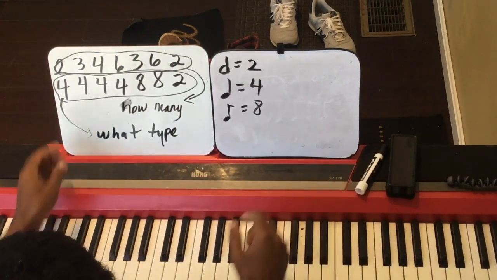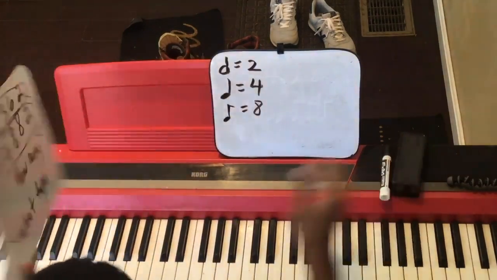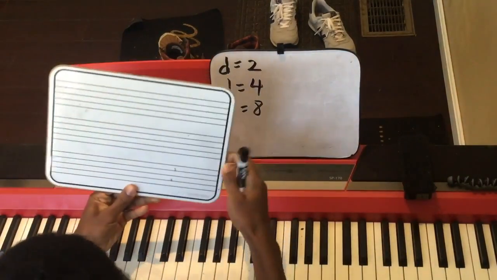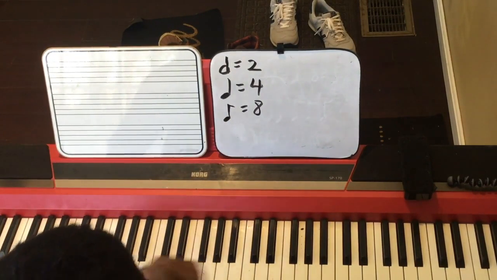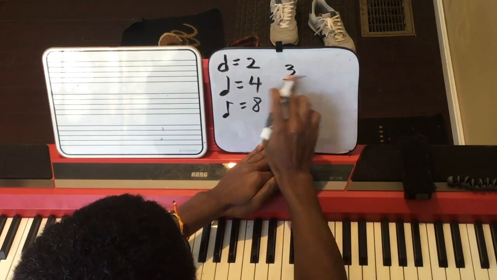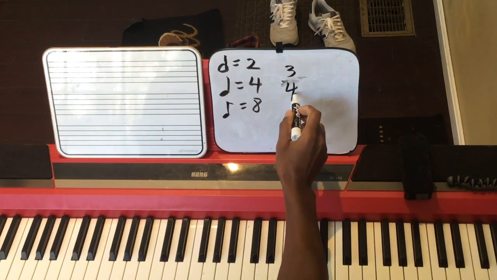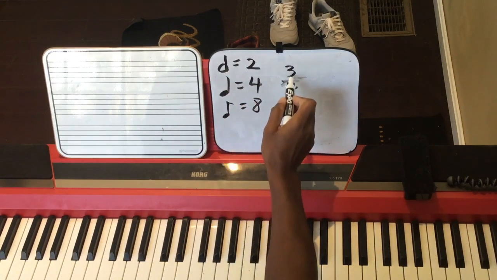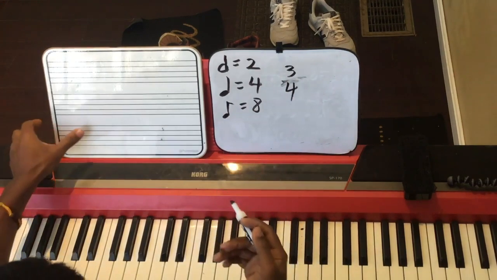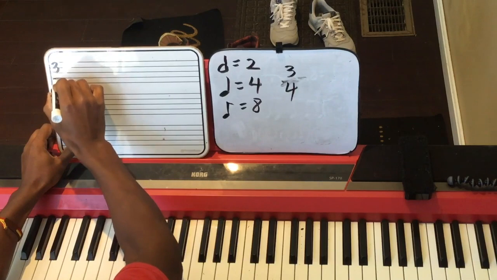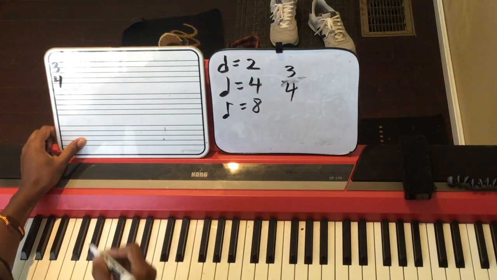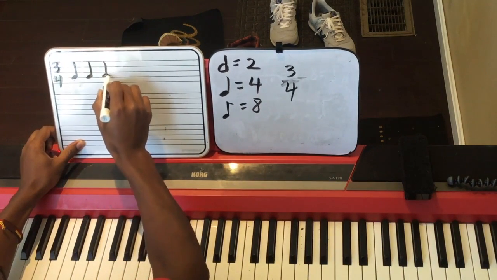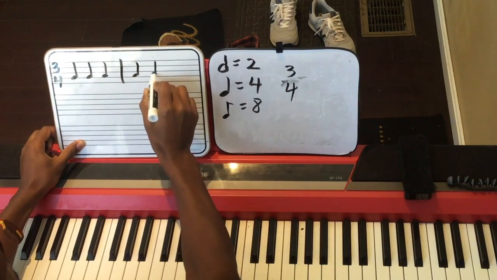I'm going to turn this around. On the back of this, we have our typical musical staff, and we're just going to do some quick practice. So now we know that the bottom number represents what type of beats: quarter notes, eighth notes, or half notes? The top number represents how many are going to be in each measure. So if we had a time signature that said 3/4, that's letting me know that there's going to be 3 quarter notes in each measure.